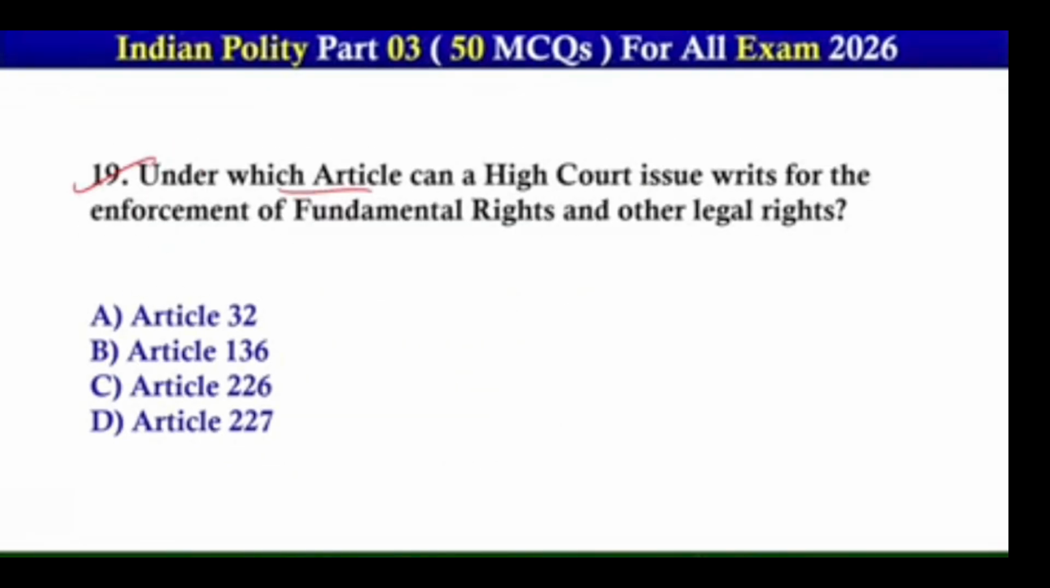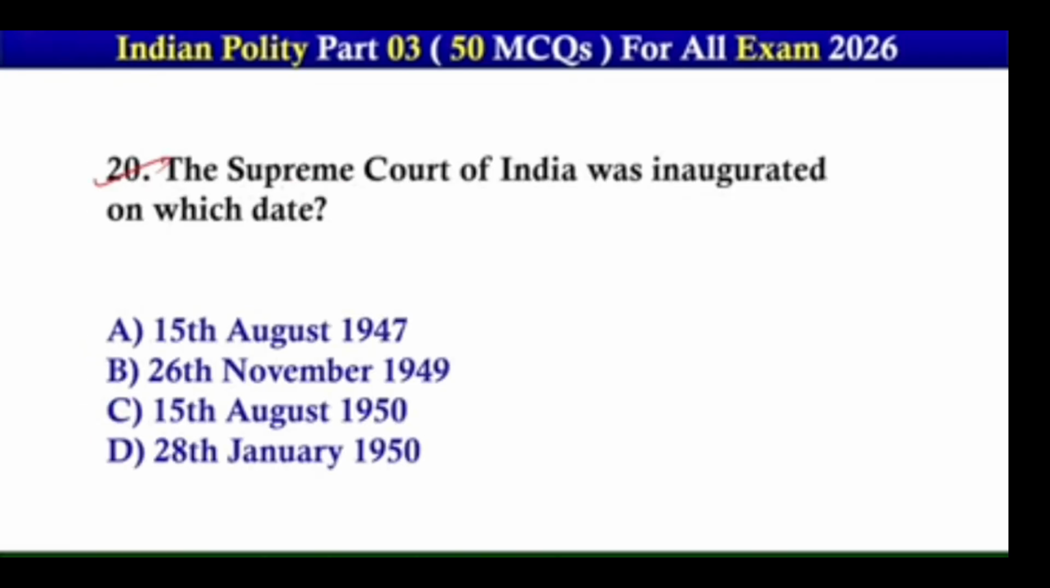19. Under which article can a high court issue writs for the enforcement of fundamental rights and other legal rights? Option number C, Article 226. Question number 20. The Supreme Court of India was inaugurated on which date? Option number D, 28th January 1950.